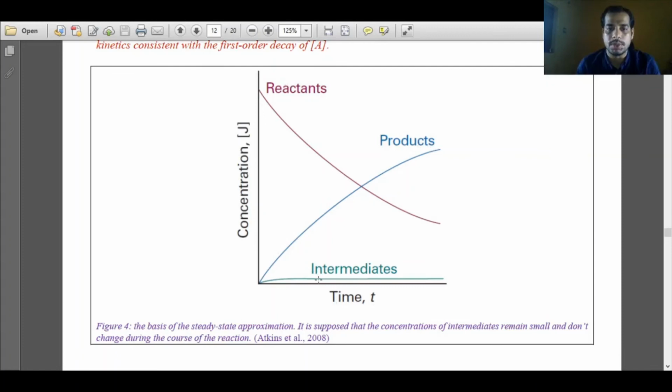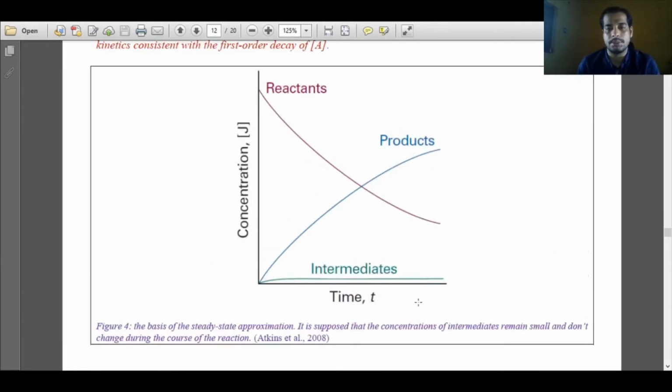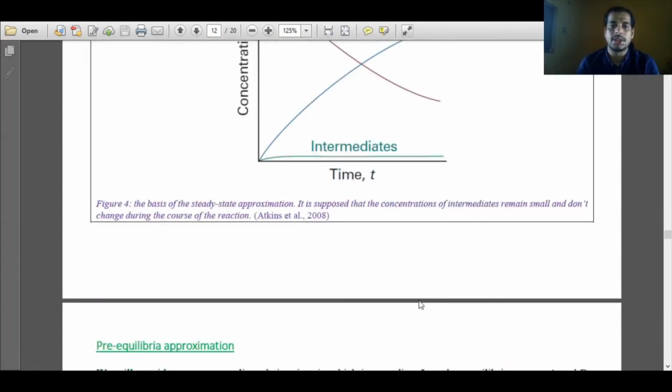First the reactant forms the intermediate, and the intermediate forms the product. The rate at which the intermediate forms is small, and the rate at which the intermediate forms the product is much larger. So we are not seeing a variation in the intermediate, because as soon as the intermediate forms, it forms the product. That's why the intermediate almost remains constant, and its concentration does not change with respect to time. So this graph is a perfect depiction of steady state approximation.